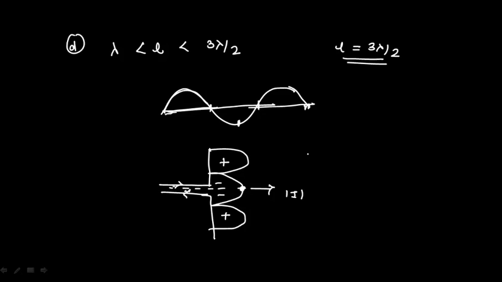So we have seen the maximum radiation happens when your length is exactly equal to lambda by 2, and such antennas are called half wave dipole antennas. So we have seen the effect of length.